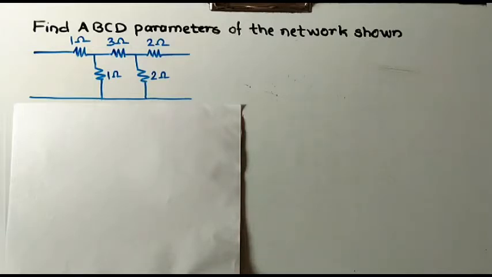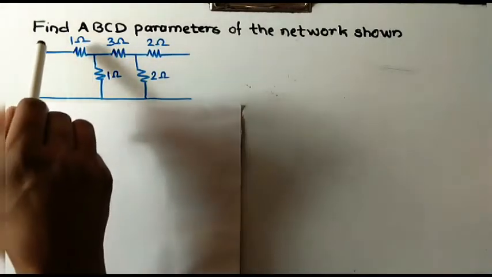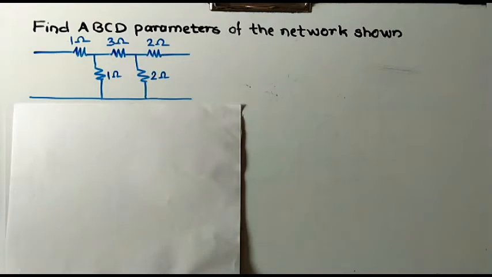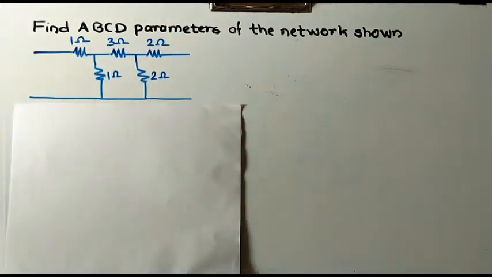In this video, I am going to solve a problem of ABCD parameter. Here is the problem. Find ABCD parameter of the network shown. You can see here that this is a network which is having 3 loops. So we will use ABCD parameter to solve this problem.